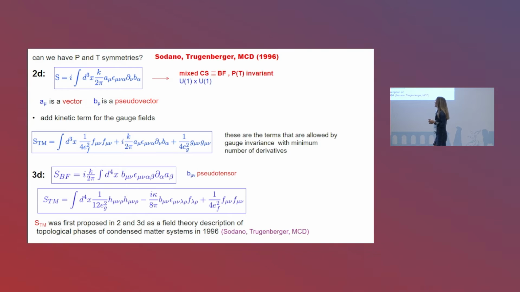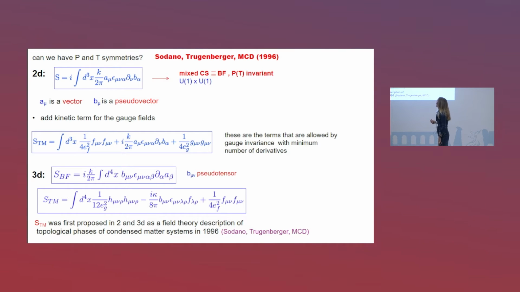it in Euclidean spacetime, if I couple a vector and a pseudo-vector field. If I do this, and then I check the P and T symmetry, this theory respects P and T symmetry. And this is what is called the mixed Chern-Simons theory, or BF theory. Now, again, I should add the kinetic term for the gauge field A and the gauge field B. These are these two terms here. And I will have the analog of what I had for the pure Chern-Simons theory in terms of two gauge fields.